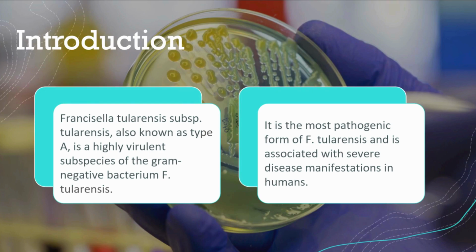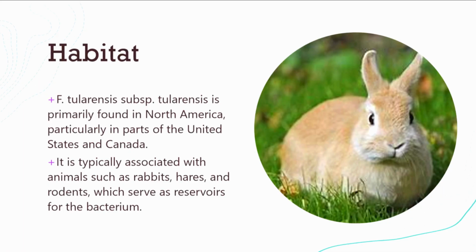Francisella tularensis subsp. Tularensis, or type A, is a highly virulent subspecies of the gram-negative bacterium F. tularensis. This form of bacteria is identified as the most pathogenic type among its variants and is primarily found in North America. It can cause severe disease manifestations in humans, as well as in animals, such as rabbits, hares, and rodents. F. Tularensis subsp. Tularensis is a bacterium endemic to North America, predominantly in the USA and Canada. This highly virulent subspecies resides in animals such as rabbits, hares, and rodents, which serve as a source for the bacteria.